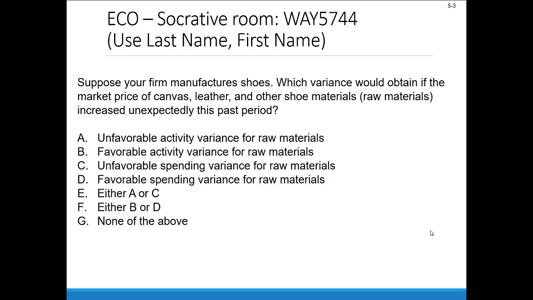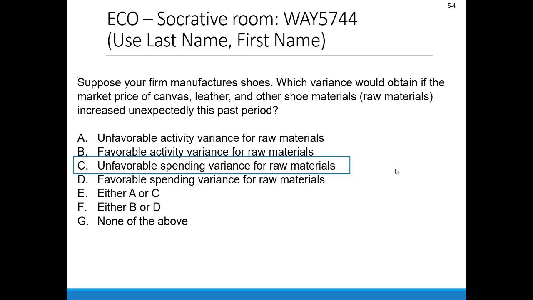First up here, suppose your firm manufactures shoes. Which variants of the ones we've discussed would obtain if the market price of canvas, leather, and other shoe materials, so our raw materials, increased unexpectedly this past period? Pause the video, look and think about those potential answers there, and then come back for the solution.